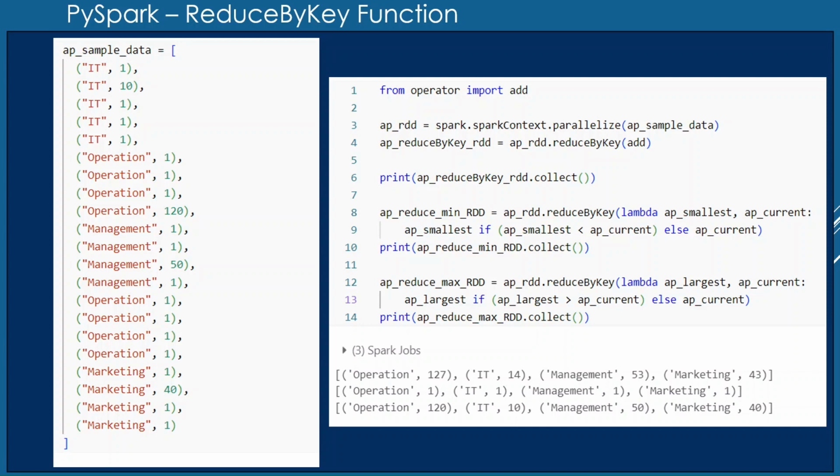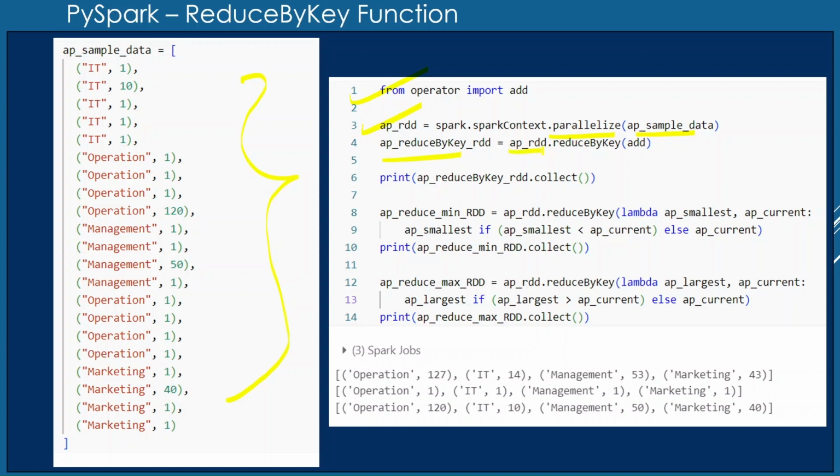Now let's do an exercise. In this exercise, this is the data set on which I am going to do a reduceByKey operation. Here I am just importing this add operator. Here I am creating an RDD with the help of the parallelize method by passing this list variable which has the required data.